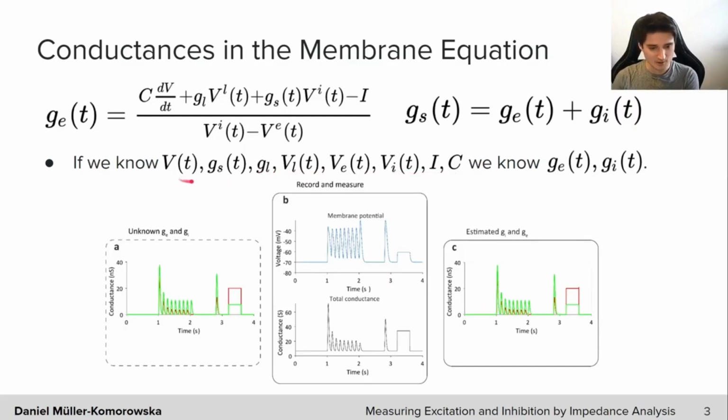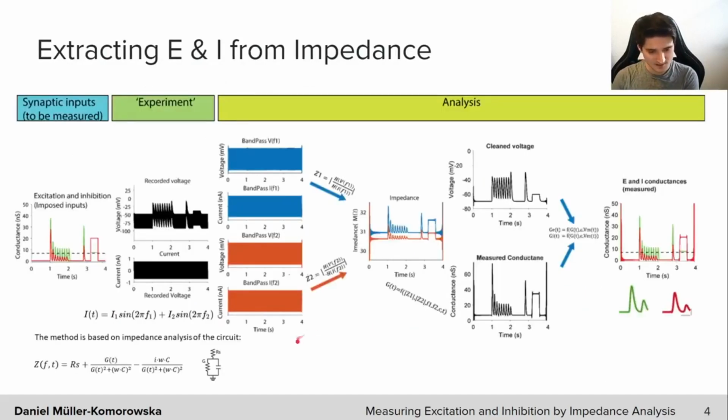So the real issue becomes, how do we measure the voltage as well as the total conductance at the same time? This is kind of illustrated here, where we have Ge and Gi, Ge being in green and Gi in red, and we really don't know both of those quantities. But if we measure the membrane potential as well as the total conductance that has caused those membrane potential changes, we have isolated Ge and Gi. And it turns out one of the ways to achieve this, to measure both membrane potential and total conductance, is through impedance analysis.